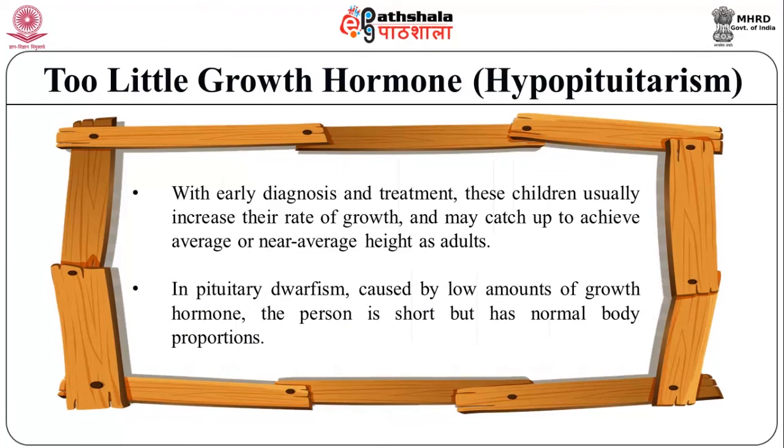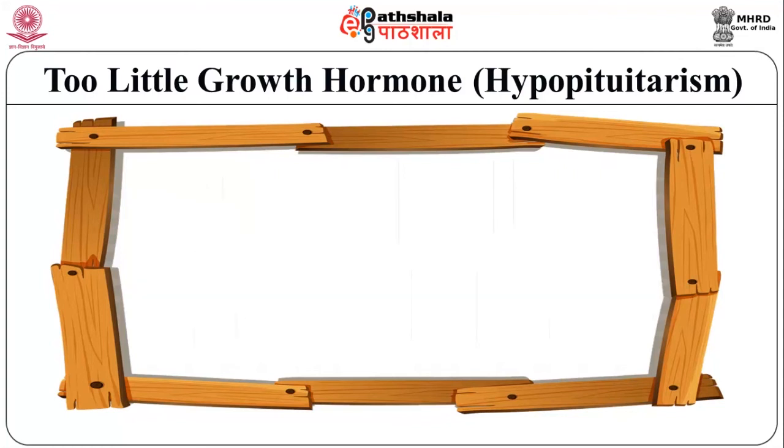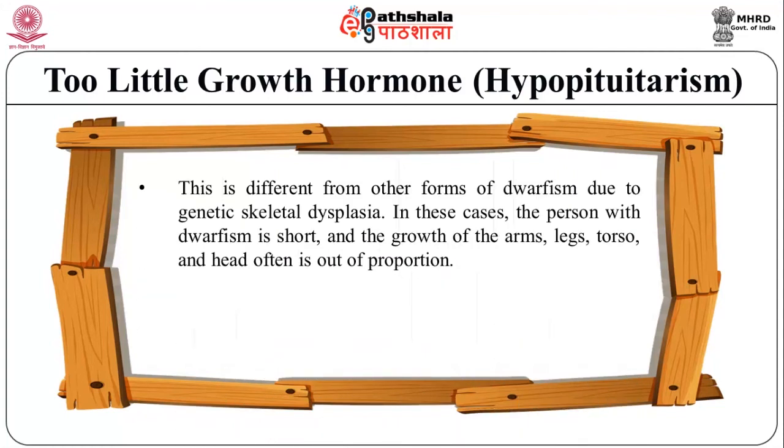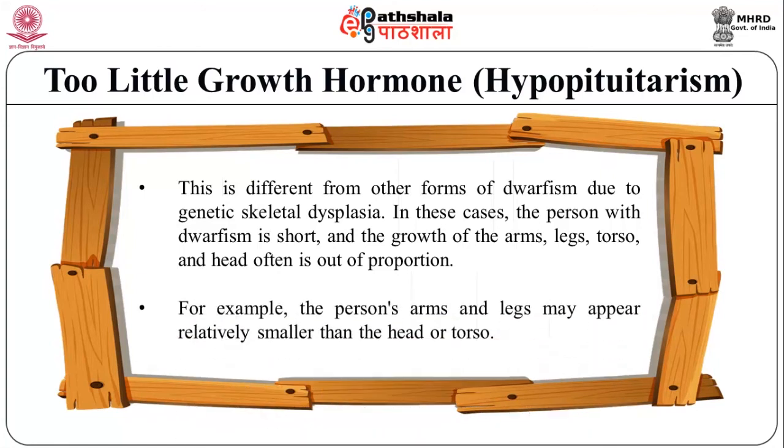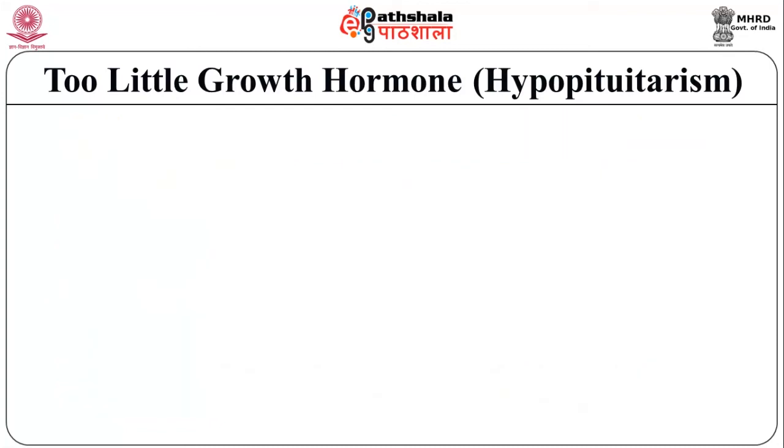In pituitary dwarfism, caused by a low amount of growth hormone, the person is short but has normal body proportions. This is different from other forms of dwarfism due to genetic skeletal dysplasia. In these cases, the person with dwarfism is short and the growth of the arm, leg, torso and head often is out of proportion. For example, the person's arms and legs may appear relatively smaller than the head or the torso.